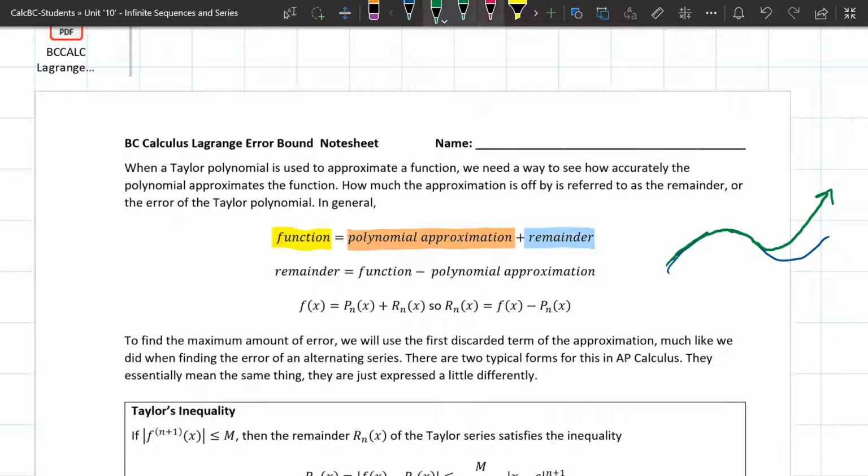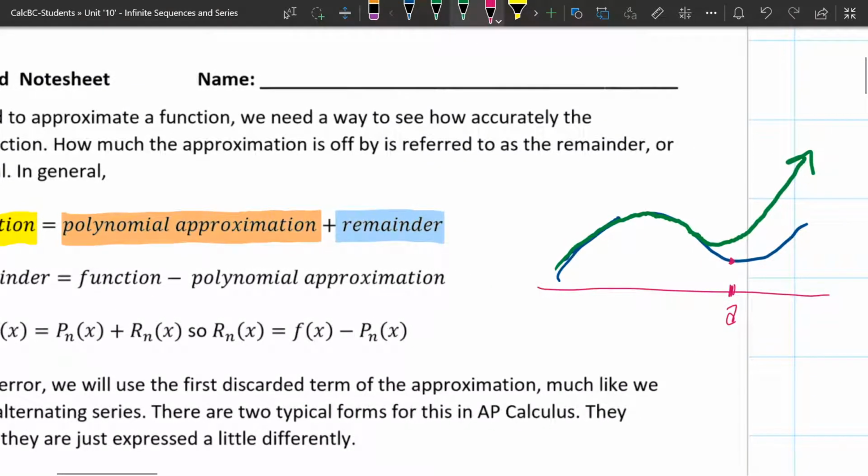then at some point, let's say here's some point A, then we've got our function, which is this guy in blue. We've got our polynomial approximation here, and then our remainder is going to be that distance right there. That's our remainder. We're going to call it a capital R. We're going to use the words remainder and error interchangeably in this section.